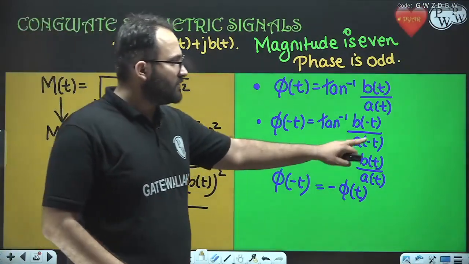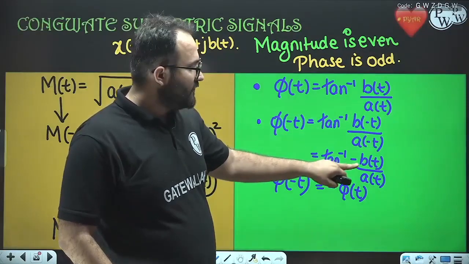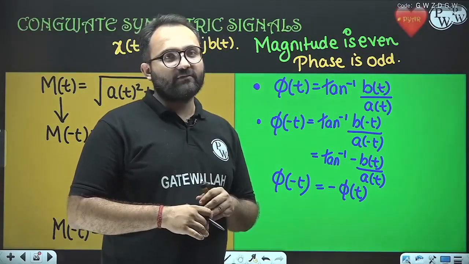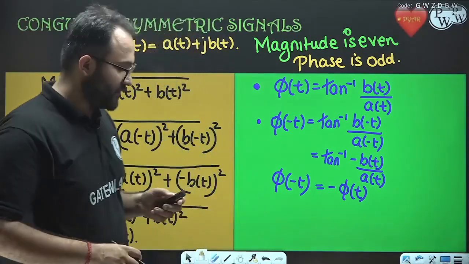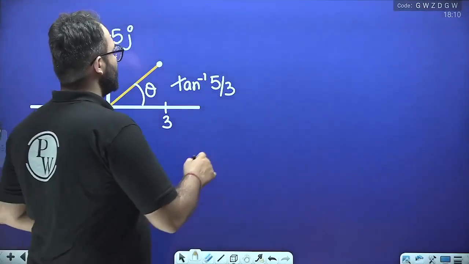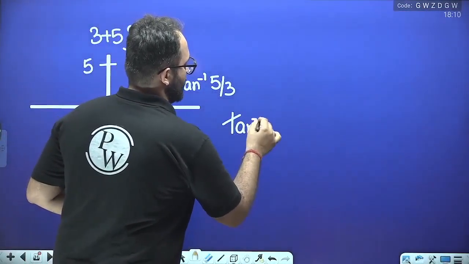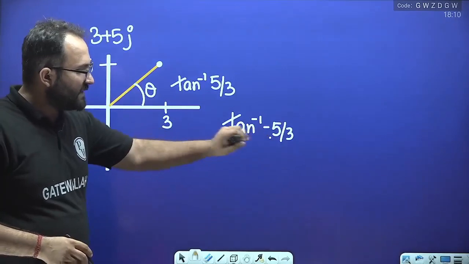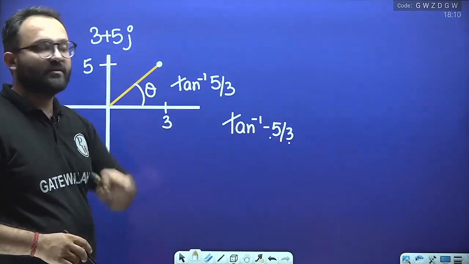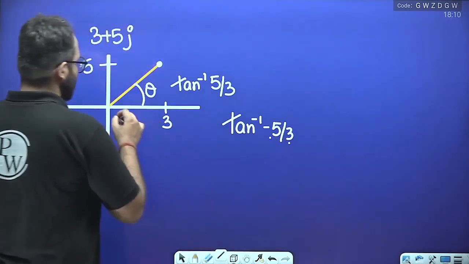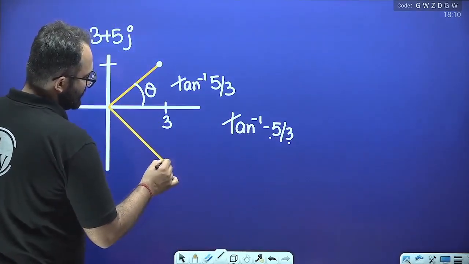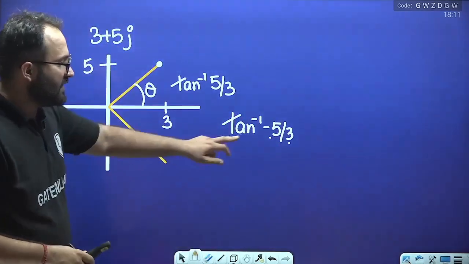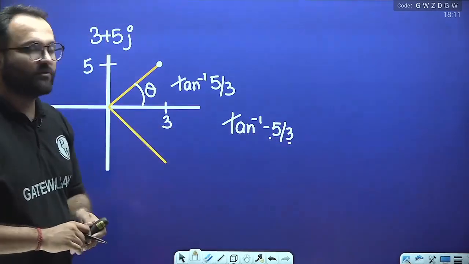Now we have to find out, if this is tan inverse 5 by 3, where will we get tan inverse minus 5 by 3? We have to find out the location of tan inverse minus 5 by 3. Tan inverse minus 5 by 3 means the imaginary part is minus 5 and the real part is 3. So this point, where the imaginary part is minus 5 and the real part is 3, will go in the fourth quadrant.